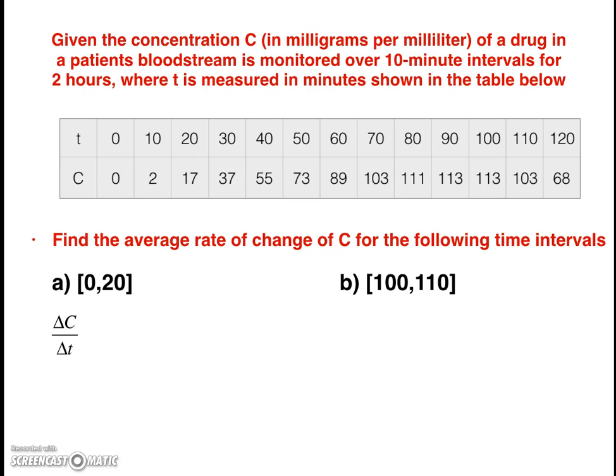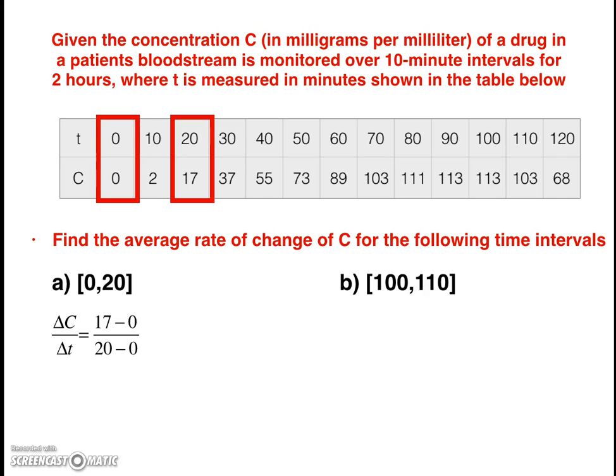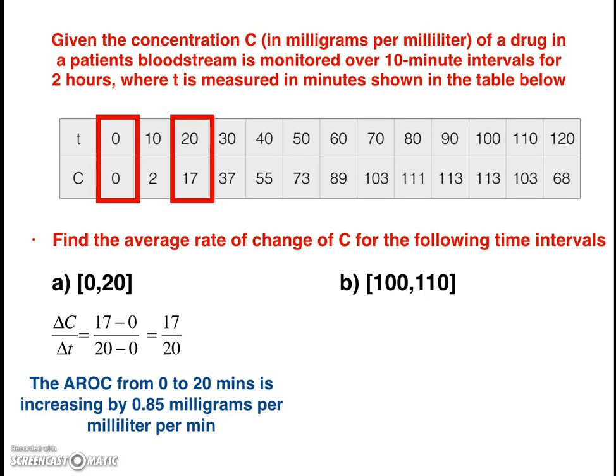So to find the average rate of change, we need the change in concentration divided by the change in time. So we need to find the concentration at time equals 20 and time equals 0. 17 minus 0 is the change in concentration. 20 minus 0 is the change in time. So the average rate of change from 0 to 20 minutes is increasing by 0.8 milligrams per milliliter per minute.